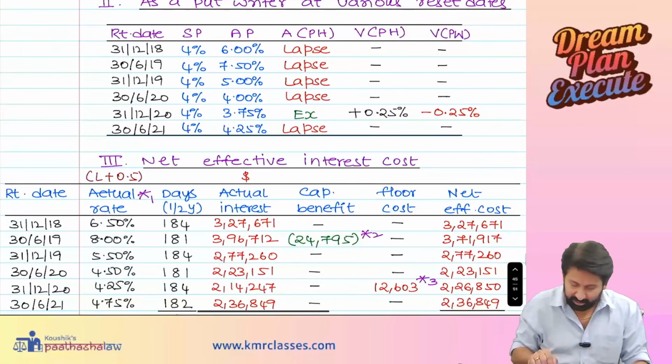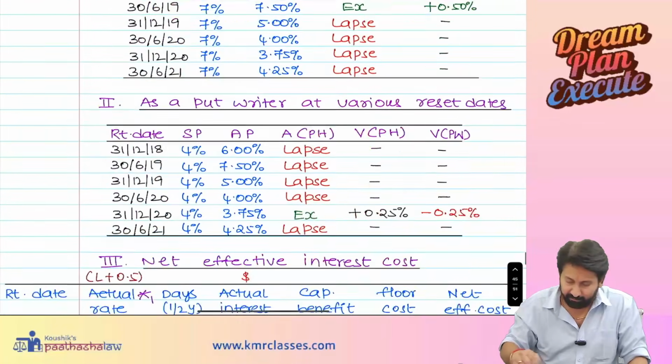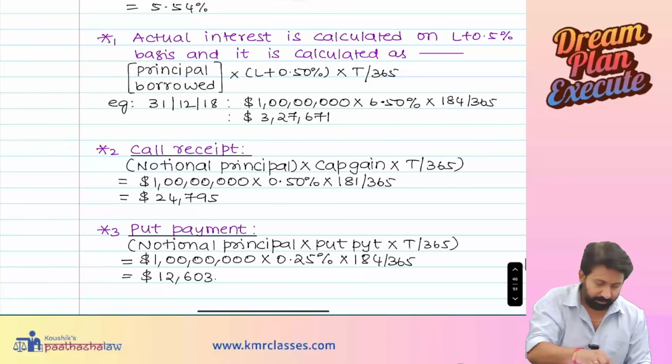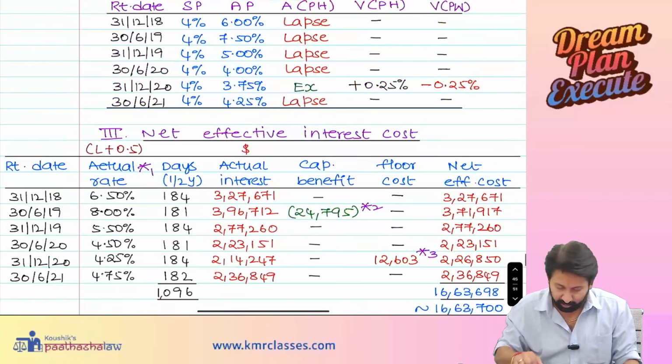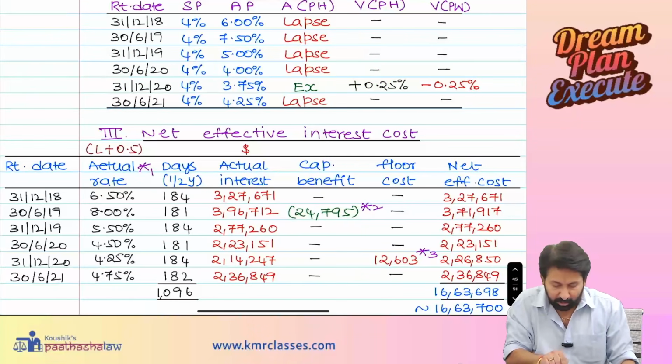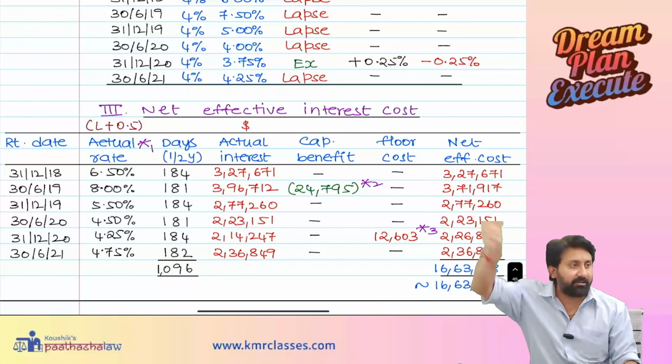So how to calculate cap benefit? 0.5 you got the benefit, correct? So how to calculate? See here, 1 crore into 0.5% into 181 divided by 365: 24,795 benefit you got. So you have to pay 3,96,712. You will get 24,795, effectively this much.